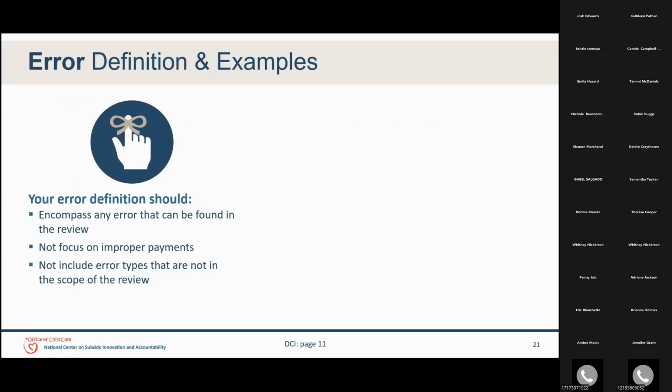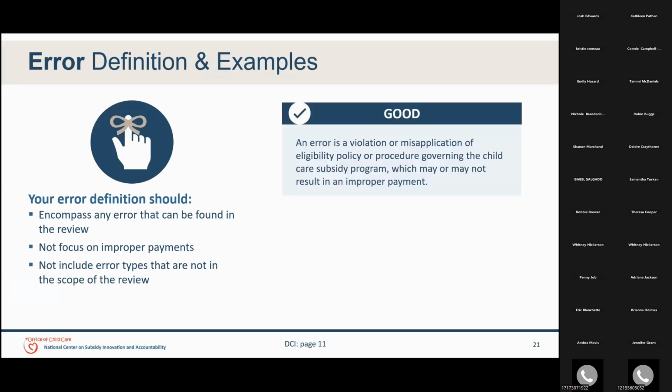So we need 3 definitions, and on the next few slides, for each of the error types, I would like to show an example of what would be a good error definition, as well as one that would not be approved. Starting with the general error definition, take a look at the top right. An error is a violation or misapplication of eligibility policy or procedure governing the child care subsidy program, which may or may not result in an improper payment. So this would be a good error definition.